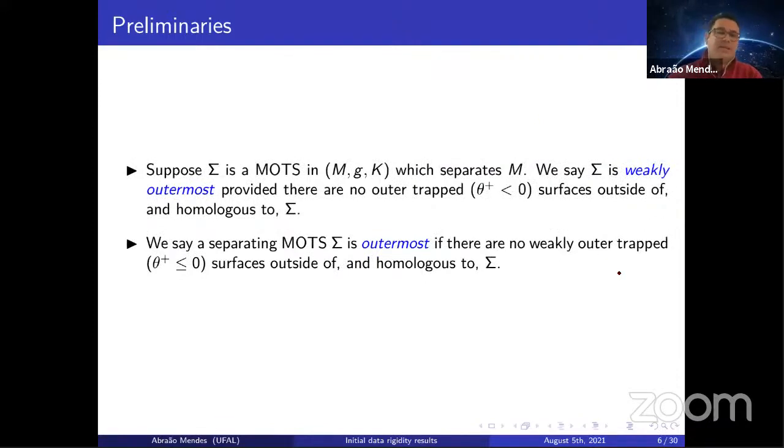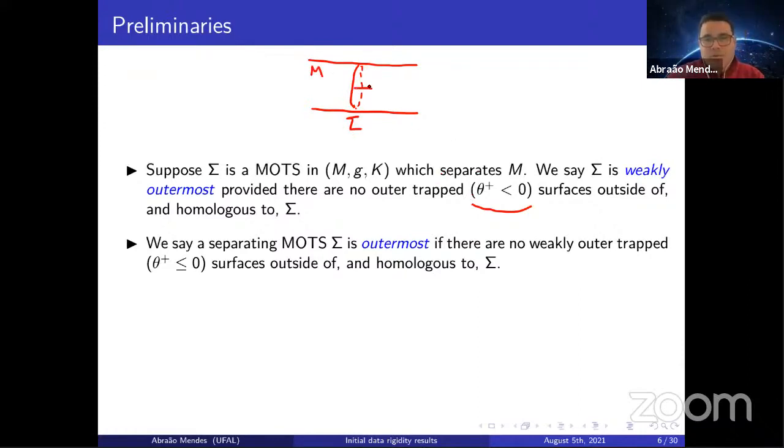Also, we say that a separating MOTS is weakly outermost if there is no outer trapped surface satisfying this, outside of and homologous to sigma. So let me make a simple picture here. Suppose we have our manifold M. So here is our manifold M, and we have a hypersurface sigma.